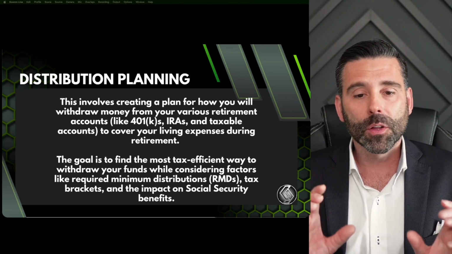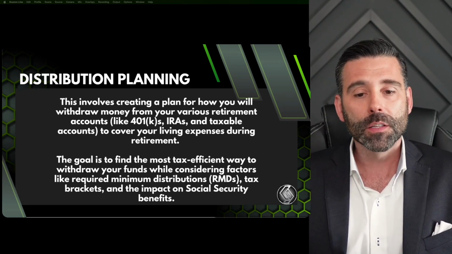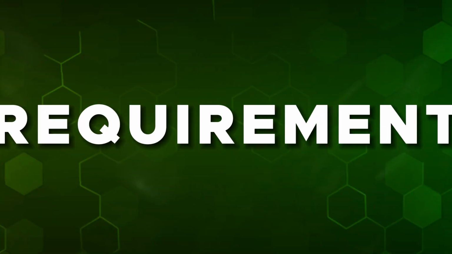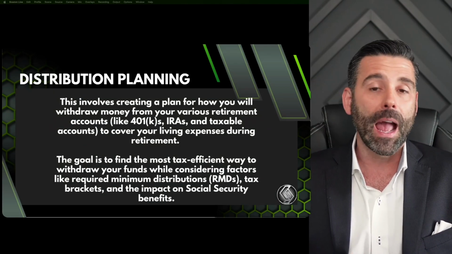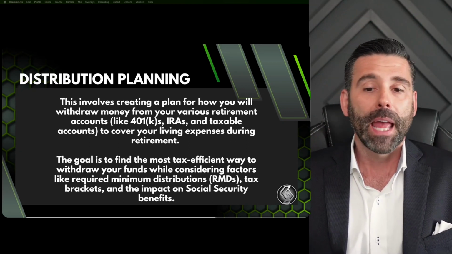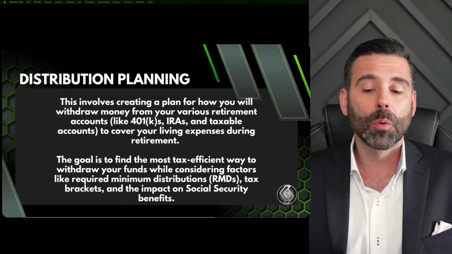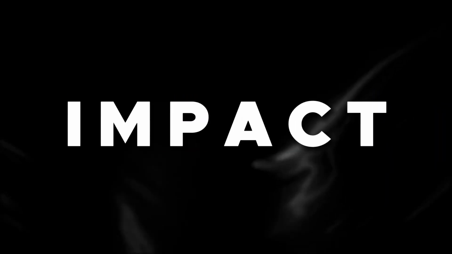The goal is to find the most tax-efficient way to withdraw your funds while considering factors like required minimum distributions. Required minimum distributions are the distributions that have to come out of your pre-tax accounts now at age 73, and it will be at age 75 if you're born in 1960 or later. You also want to consider things like the tax brackets and your impact on Social Security benefits.